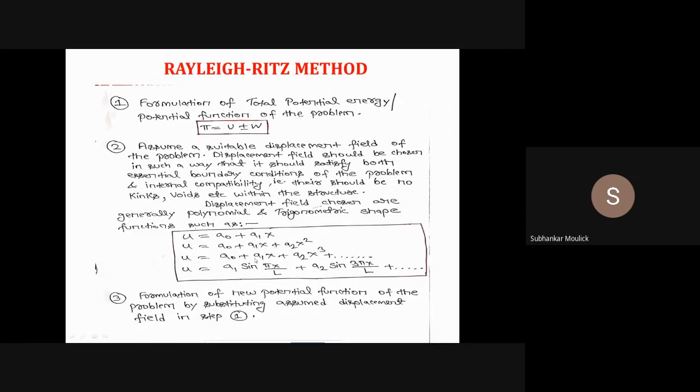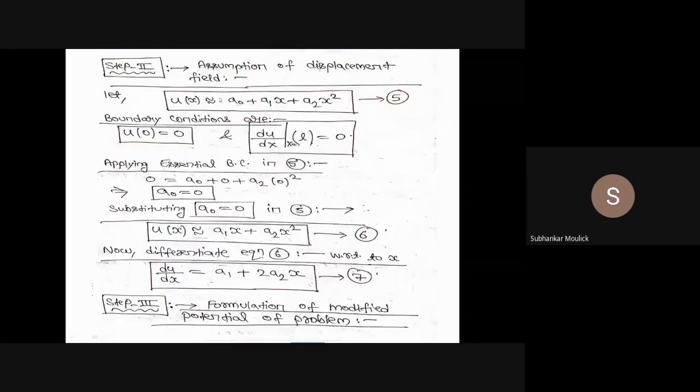So let us choose a second order polynomial function, so the assumed displacement field of this problem is u equal to a naught plus a1x plus a2x square. So u, which is a function of x, is near about equal to a naught plus a1x plus a2x square. Equation number 5. Is it clear?